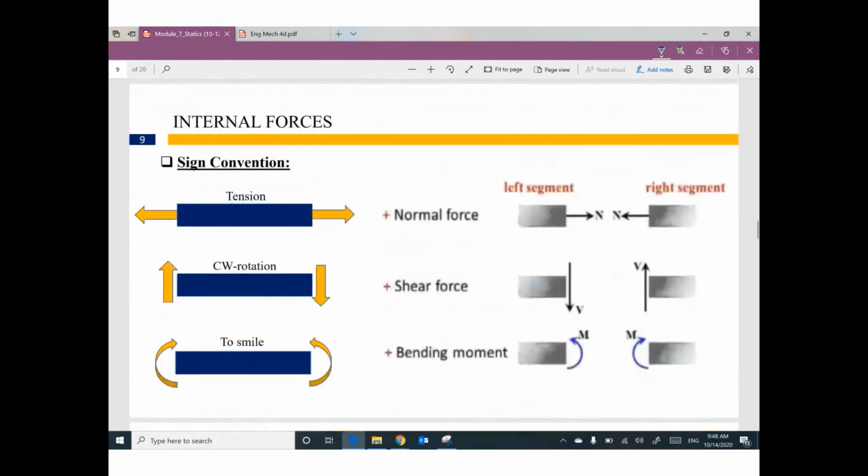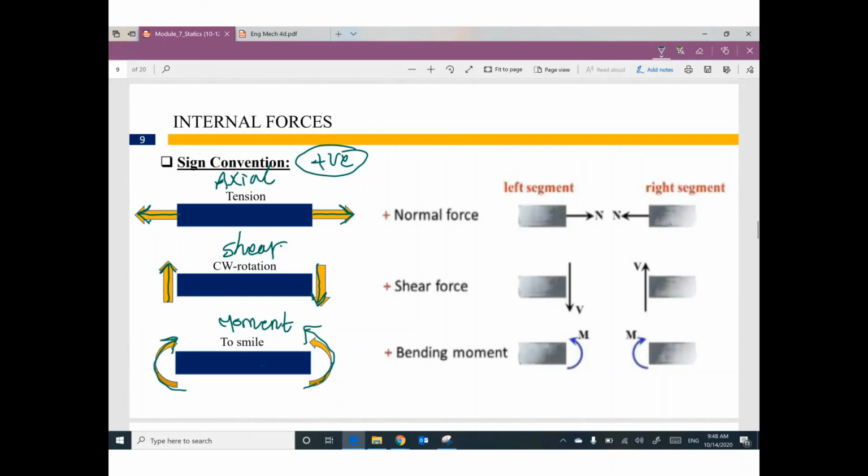Sign convention. The positive direction for axial force, you need to assume your force is in tension. This is a positive direction. For shear, you need to assume your forces would rotate your member clockwise. For moment, you need to assume the direction of these arrows makes your member smile. This direction and this direction.